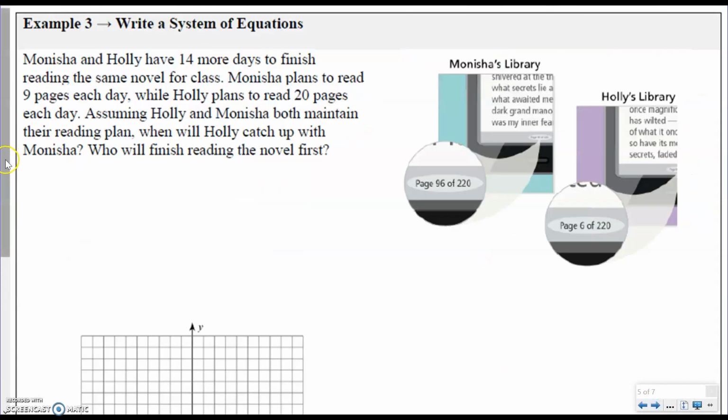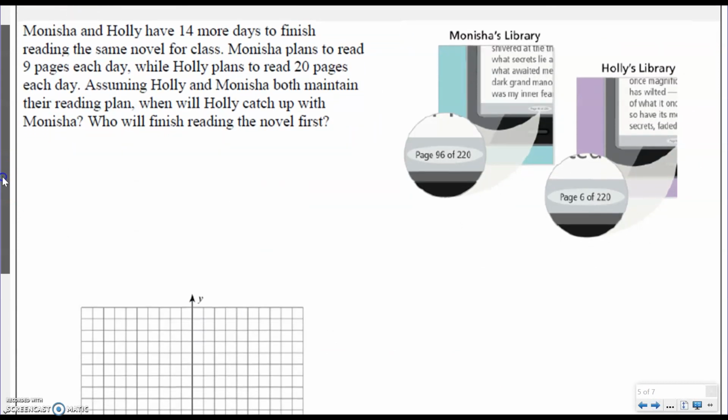Okay, this last one is the 3.0. Monisha and Holly have 14 more days to finish reading the same novel for class. Monisha plans to read 9 pages each day, while Holly plans to read 20 pages each day. Assuming Holly and Monisha both maintain the reading plan, when will Holly catch up with Monisha, and who will finish reading the novel first? So our information is over here. We're going to write an equation for Monisha, and we are going to write an equation for Holly.